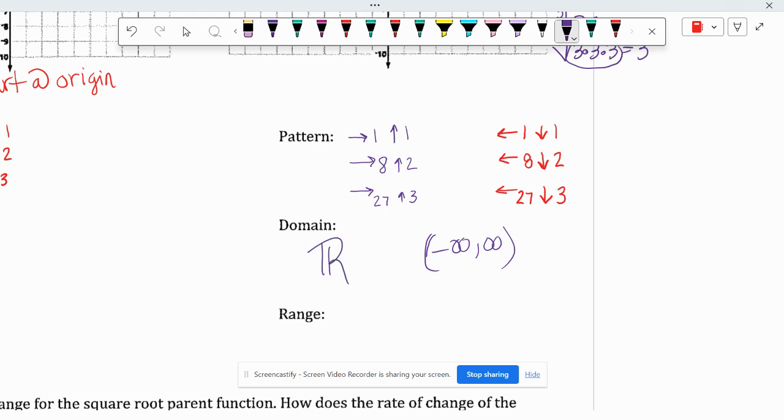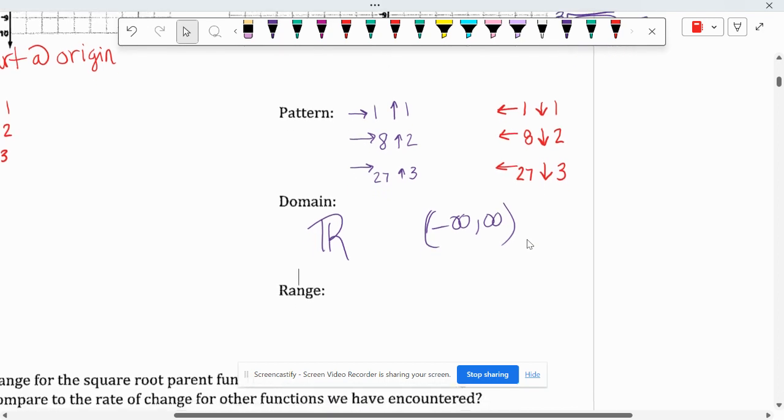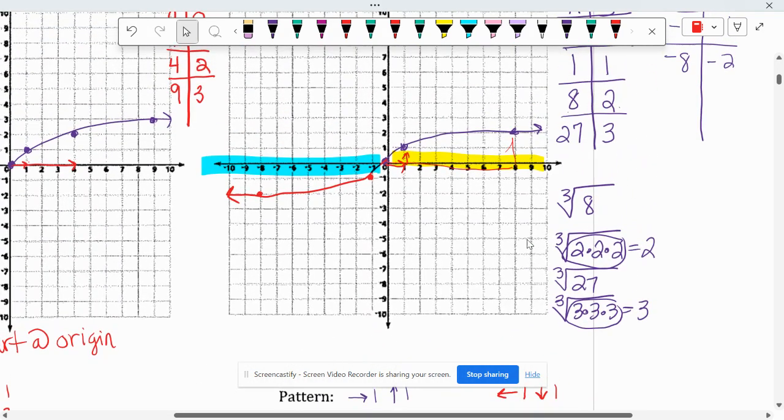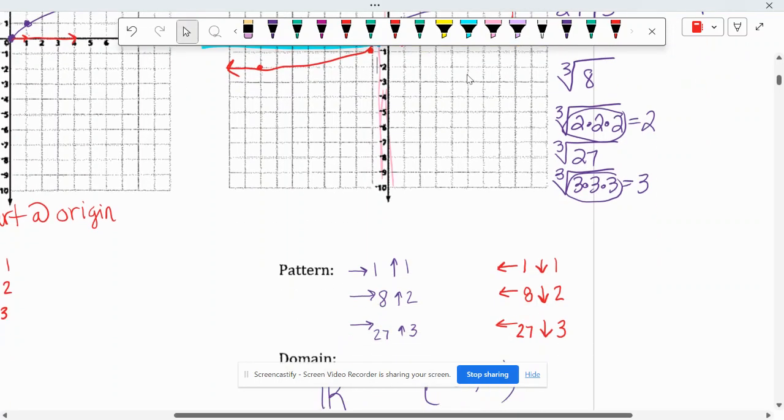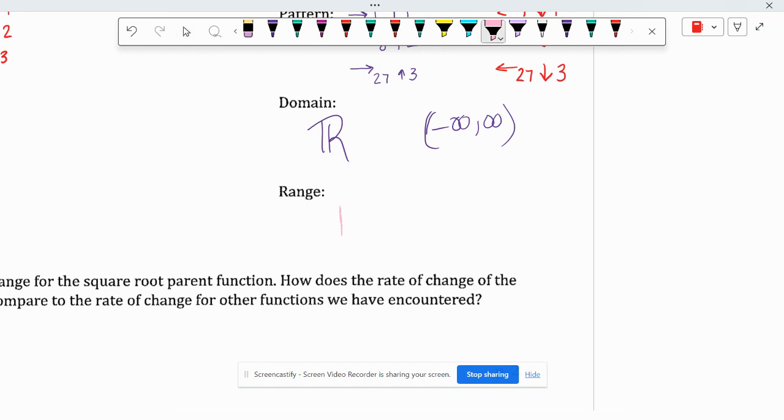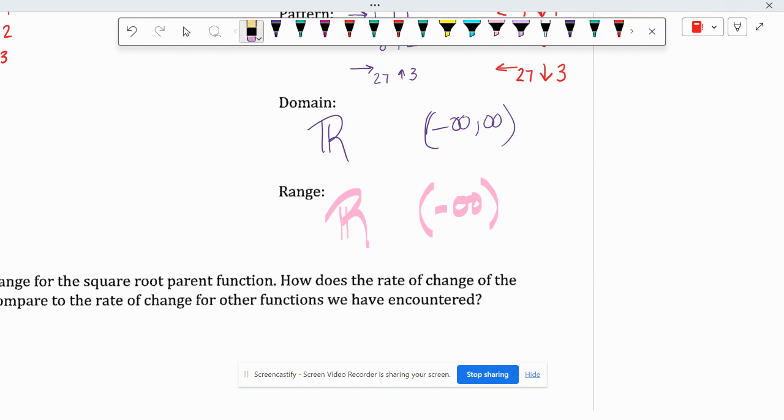What about my range value? Look at your graph again. What are the y values that are going to be touched by your range? Are they just negatives? And what else? So all real numbers again. Your range is all real numbers. So negative infinity, positive infinity.